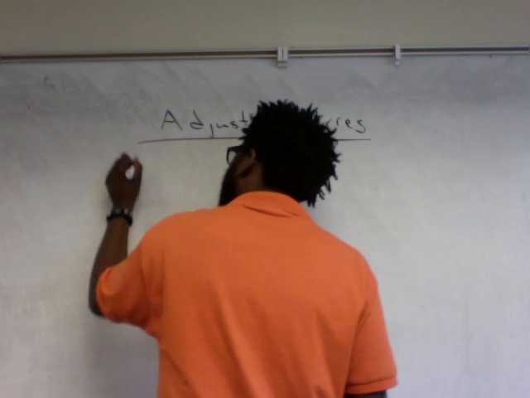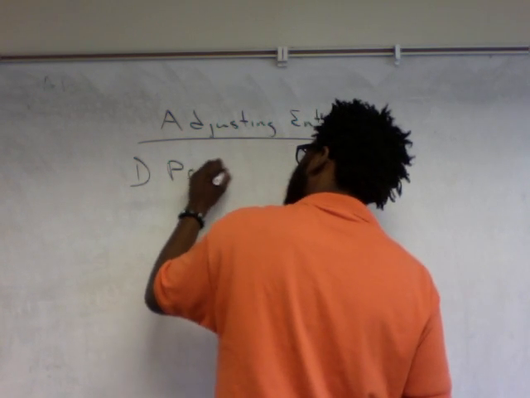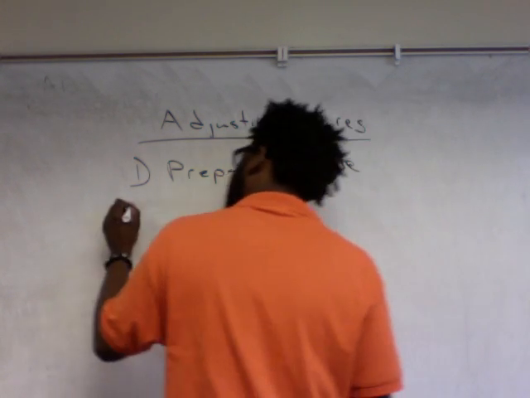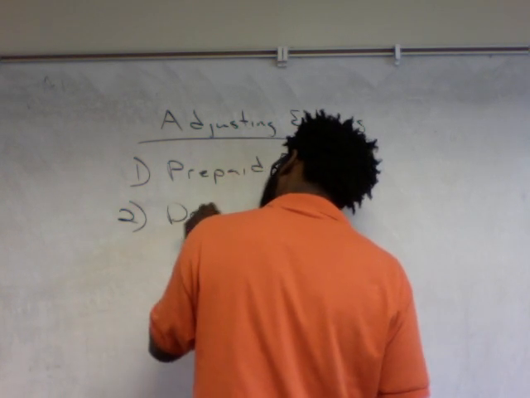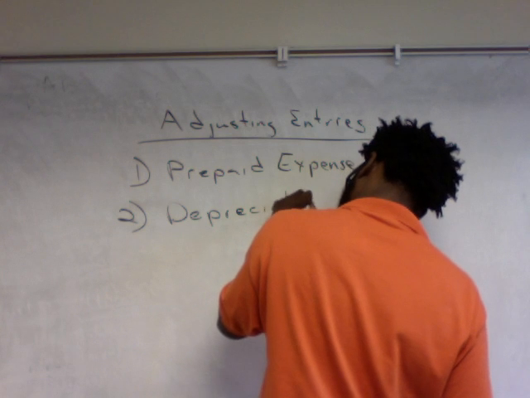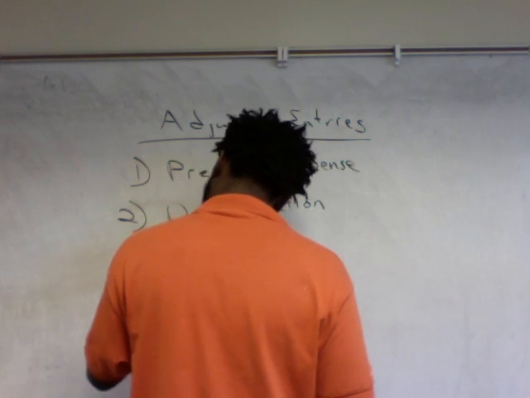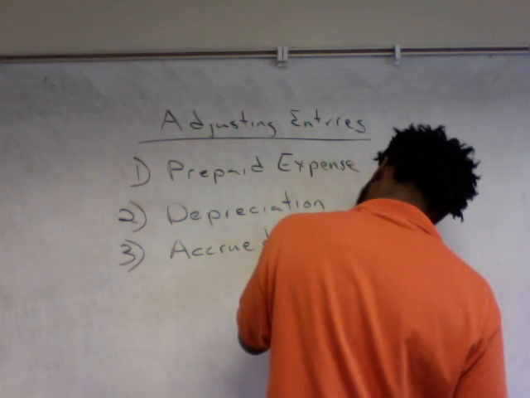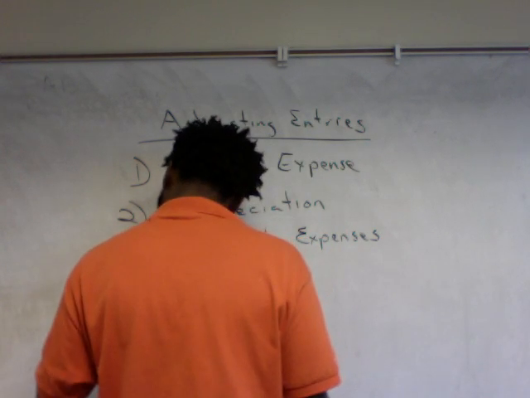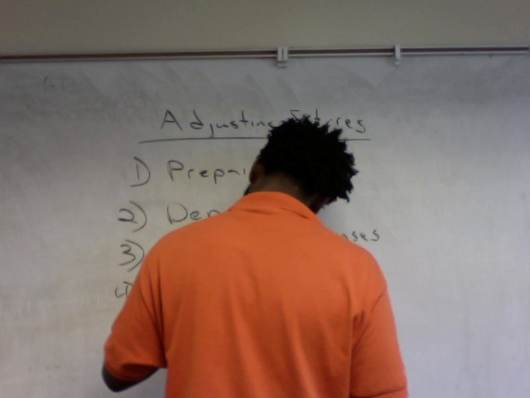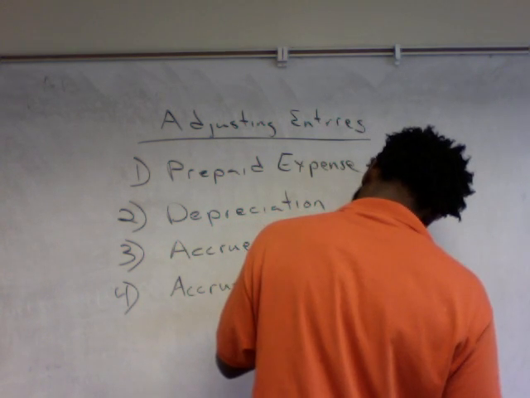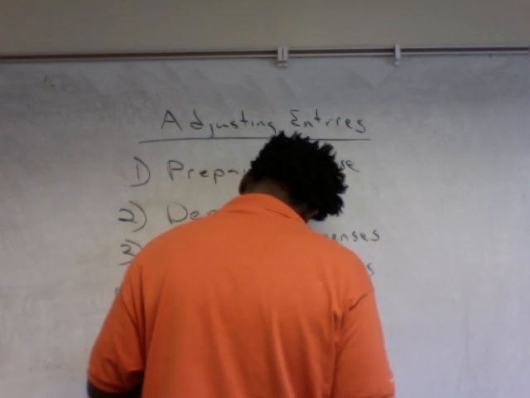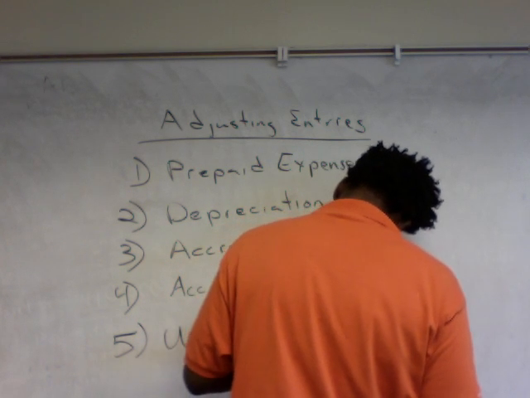Okay, so the first one would be called prepaid expenses. The next one is called depreciation. The third one is called accrued expenses. The fourth one is called accrued revenues. And the fifth one is called unearned revenues.